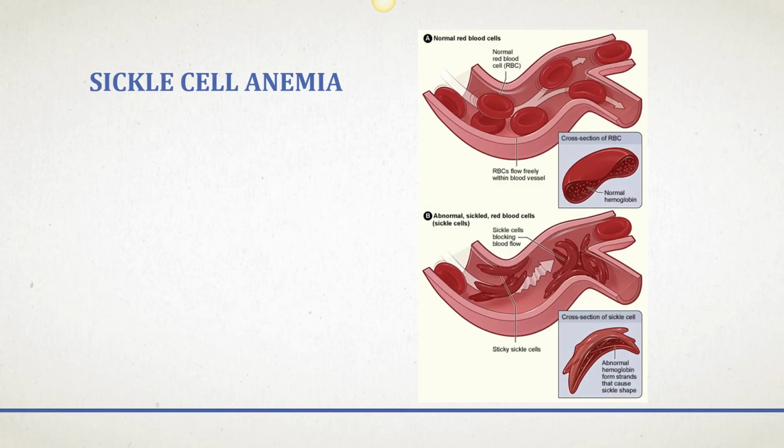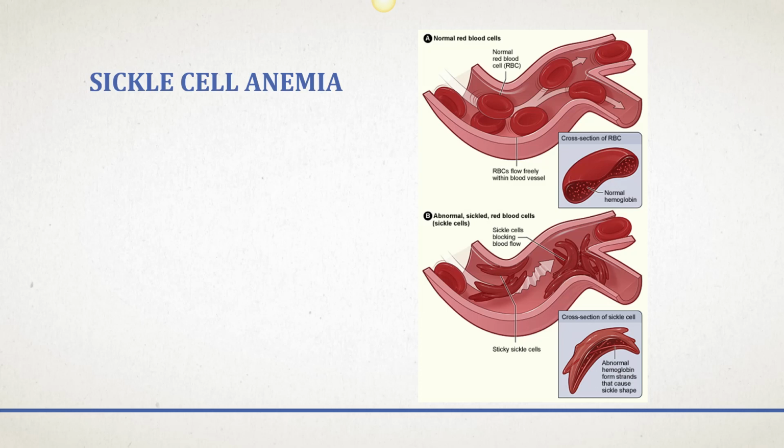Sickle cell anemia is a type of hemolytic anemia. In sickle cell anemia, there's a mutation in the gene that codes for the production of hemoglobin. With that mutation comes misshapen hemoglobin. So the cells, which are supposed to be filled up with normal hemoglobin, now have this weirdly shaped hemoglobin, and they take on this sickle shape.